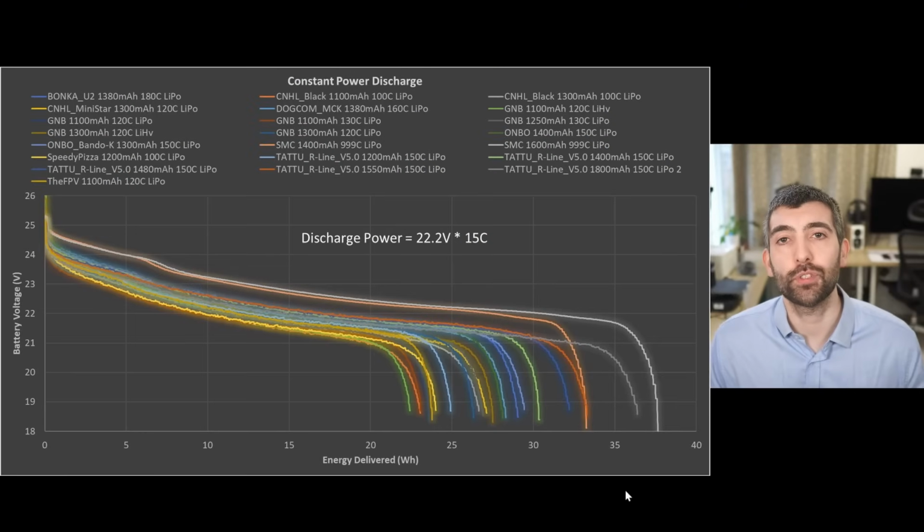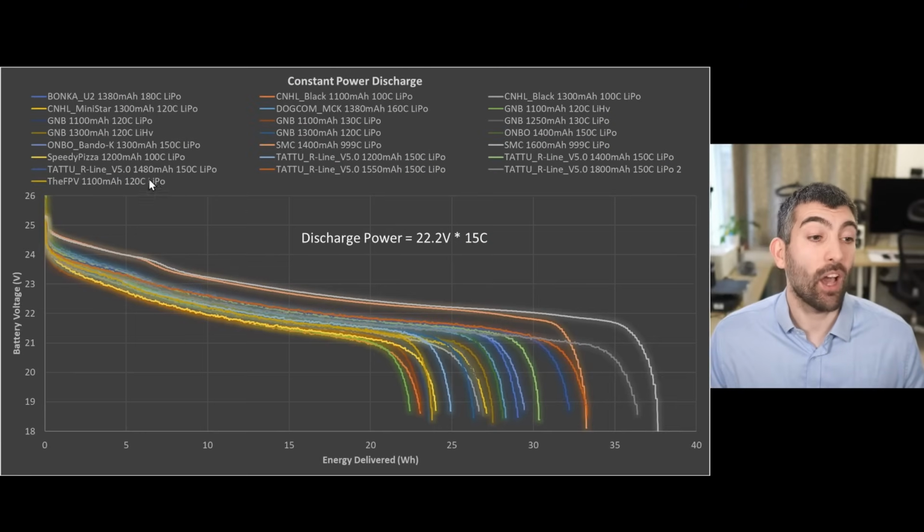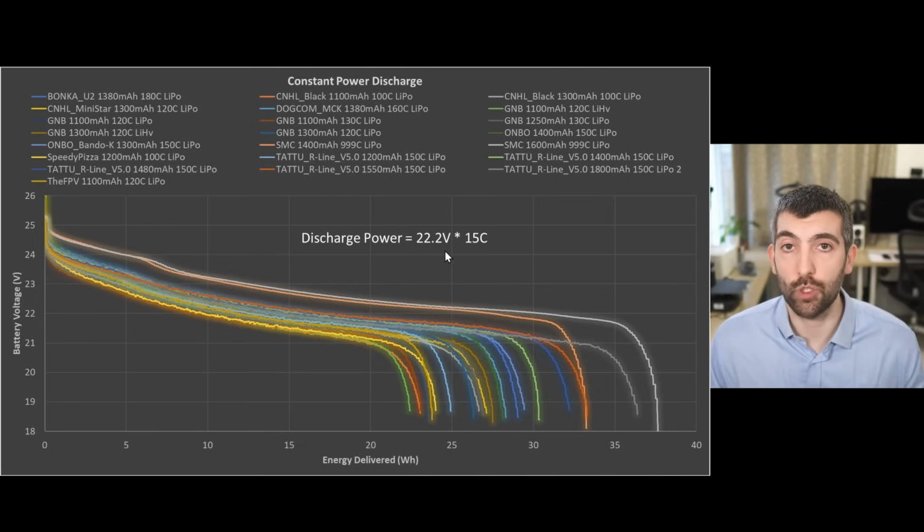So let's start with a constant power discharge test. And here I'm taking the packs from absolutely full to completely empty, discharging them at a constant power determined by the nominal voltage of the pack, which is 22.2 volts for a standard LiPo, times 15C. This will empty the pack in about 4 minutes, which is very typical of an FPV flight.